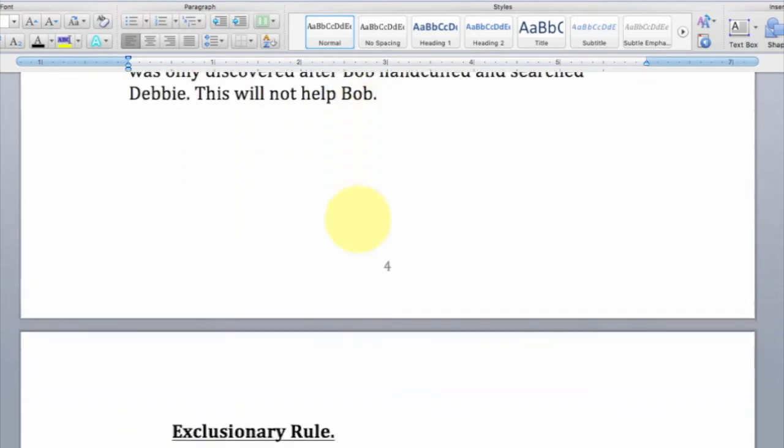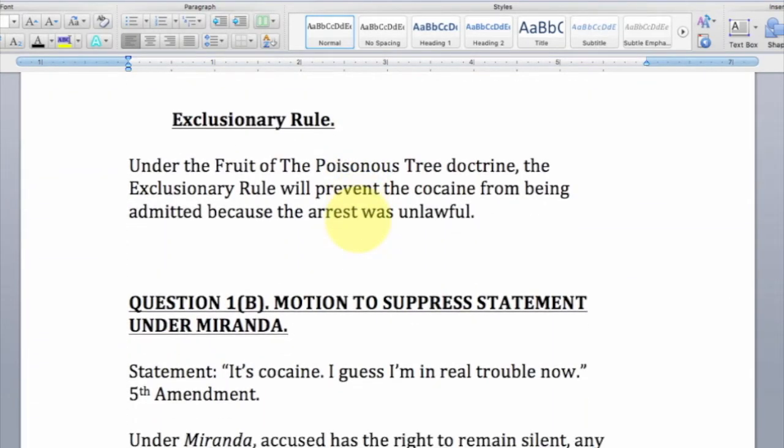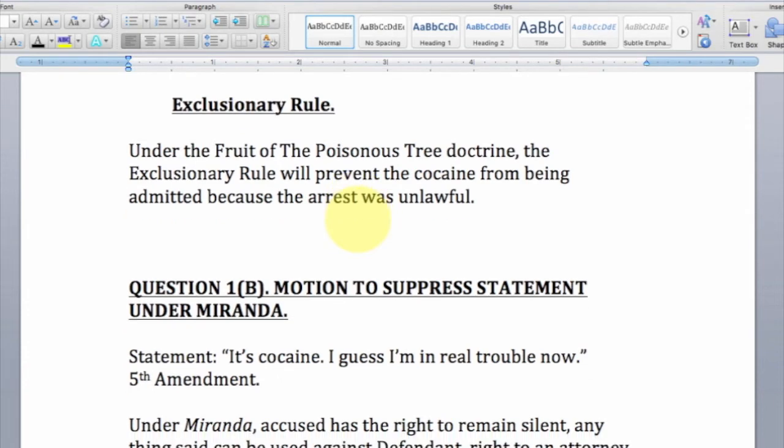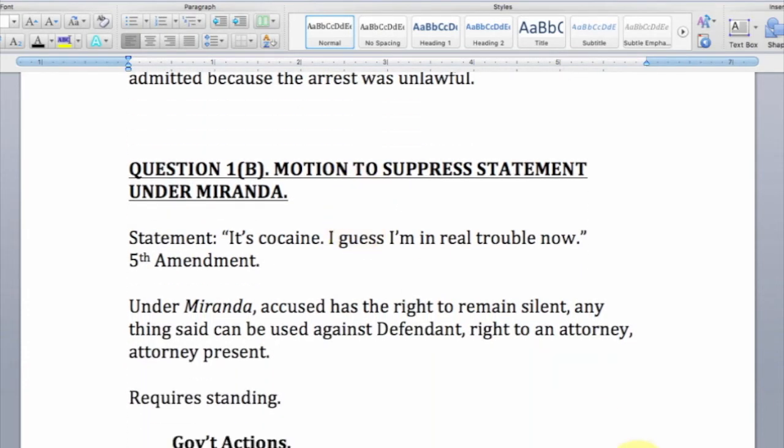No, it's not going to be in plain view. Exclusionary rule. Okay, under the fruit of the poisonous tree doctrine, the exclusionary rule will prevent the cocaine from being admitted. Okay, now let's go to that second part. And what does that second part say?